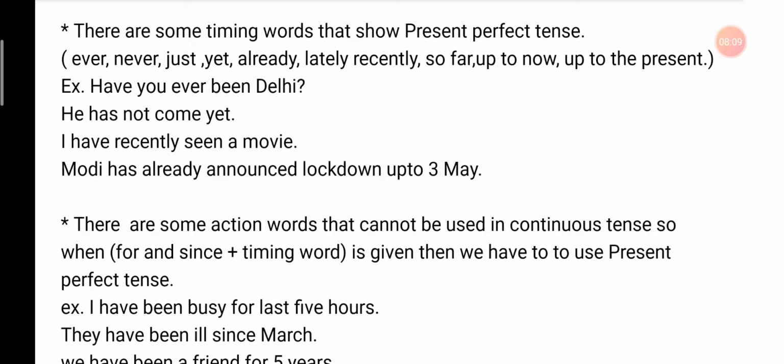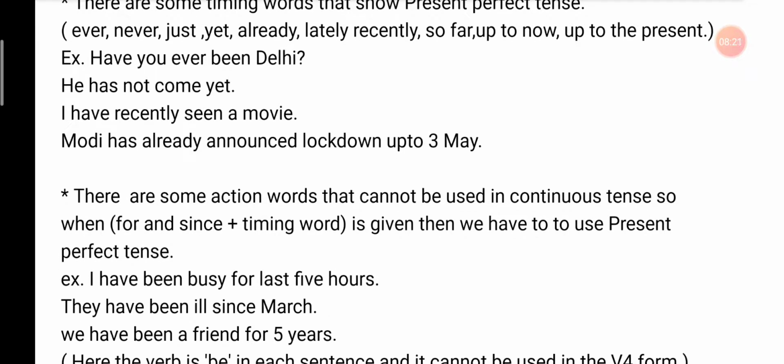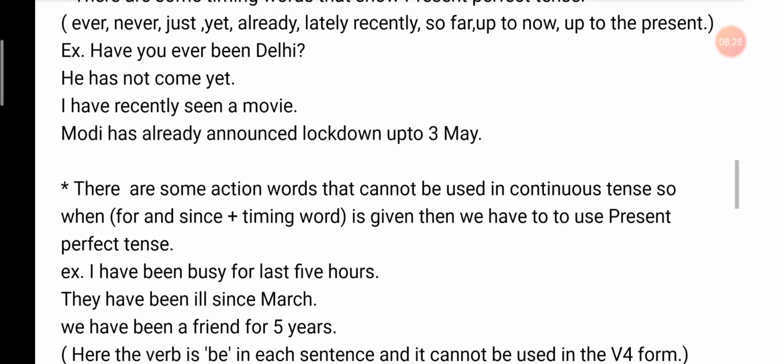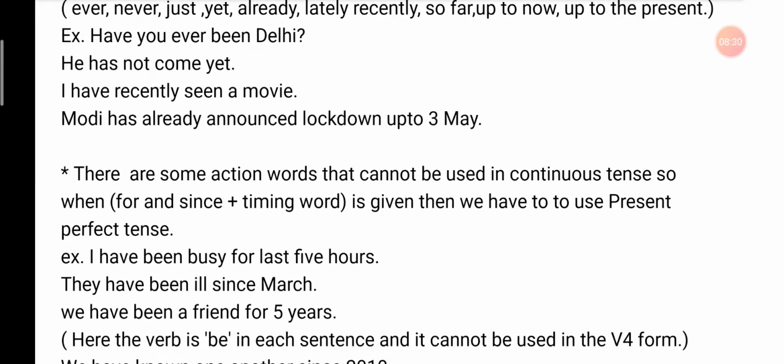Now see the examples. Have you ever been to Delhi? It means, have you ever visited Delhi? He has not come yet. It means he will come. I have recently seen a movie. It means I have just seen a movie. Modi ji has already announced lockdown up to 3 May. So these are the timing words that show that something has just happened.